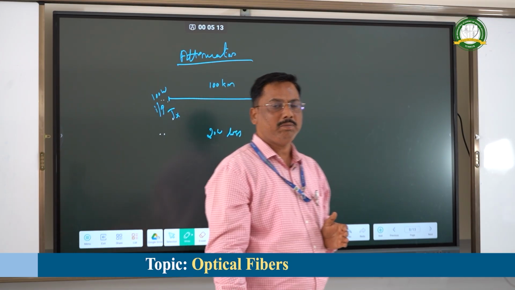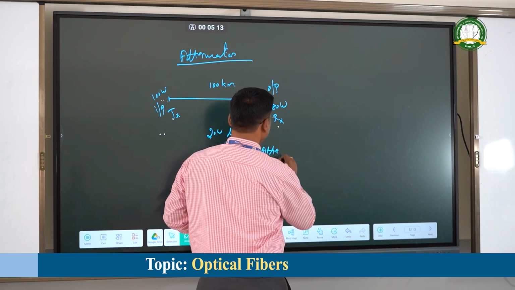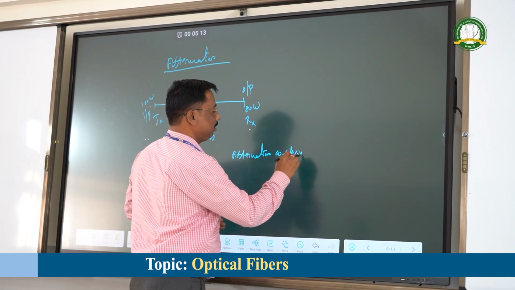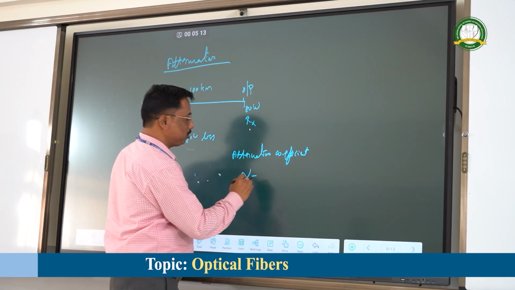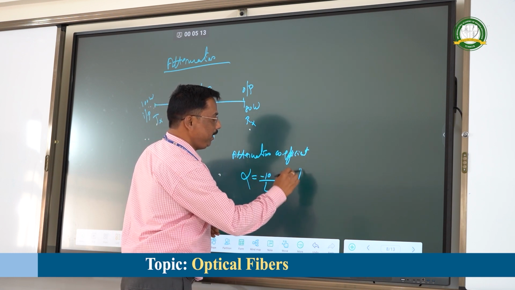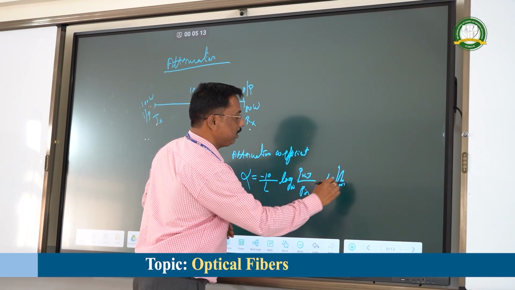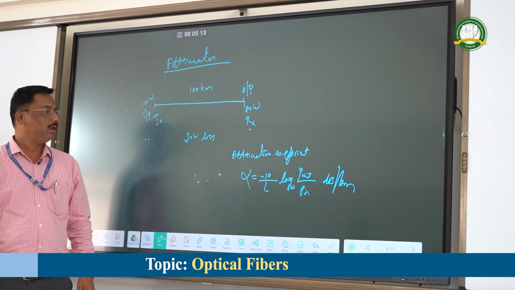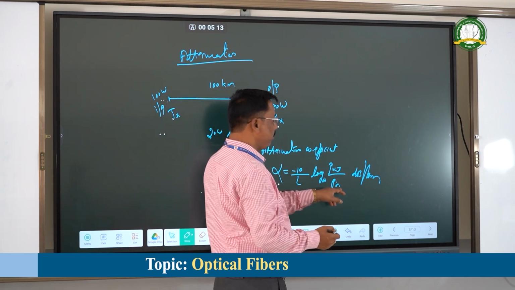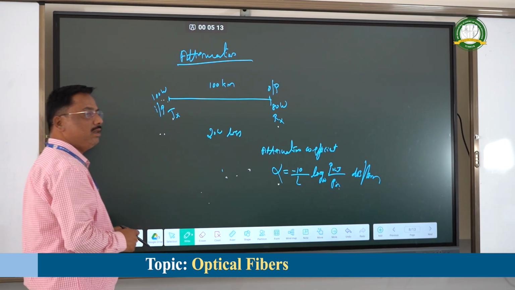That attenuation can be calculated using the attenuation coefficient, called alpha. Alpha equals minus 10 divided by L times log base 10 of P out by P in, in decibels per kilometer. You can calculate the attenuation of the optical signal with respect to length, input power as well as output power. What is the reason behind the loss of signal?